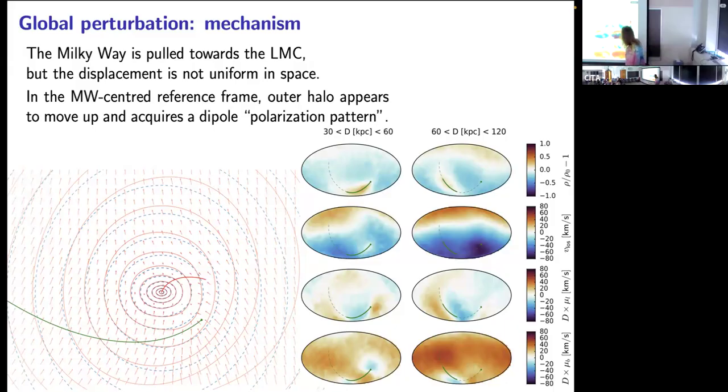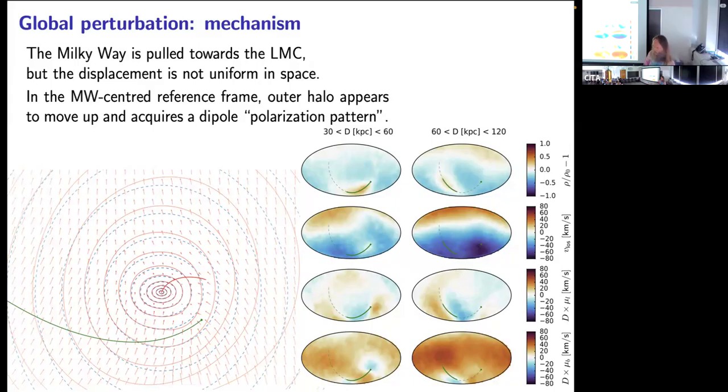Here is an illustration of how this would look if you were to look at the density and the velocity components, the line-of-sight velocity and two tangential velocities. The top two panels are particularly interesting. This is the inner part of the galaxy up to 60 kiloparsec, and this is the part beyond 60 kiloparsec. In both the density and the line-of-sight velocity, we see this big dipole perturbation, a north-south asymmetry. The northern part is overdense because the stars are now at larger distances than they were originally, and they also move up north. So in the north there is a positive line-of-sight velocity, in the south there is a negative line-of-sight velocity. These are all predictions from these kinds of models.